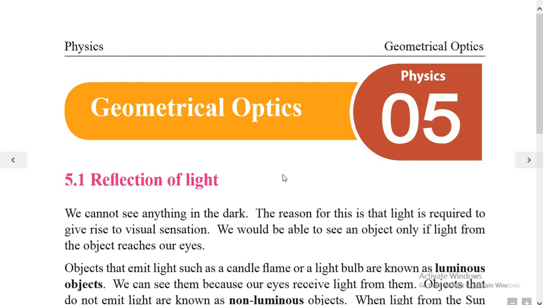Then, how we see an object. When we see an object, there are two things that must be fulfilled. The two things are very important. The first one is a source of light, and the other one is a healthy eye. Without these two things we can't see anything.